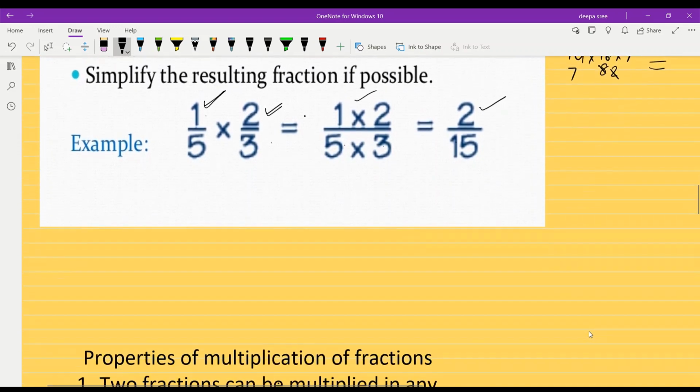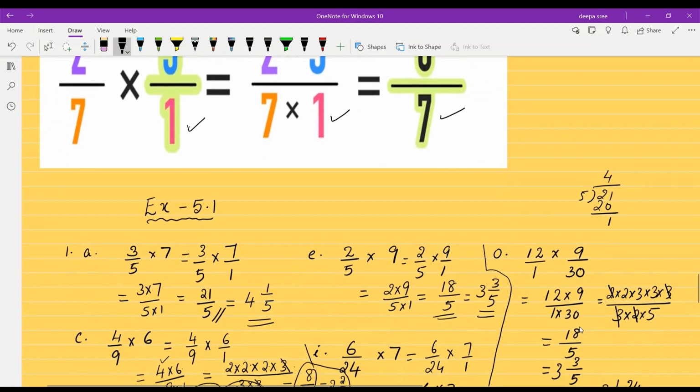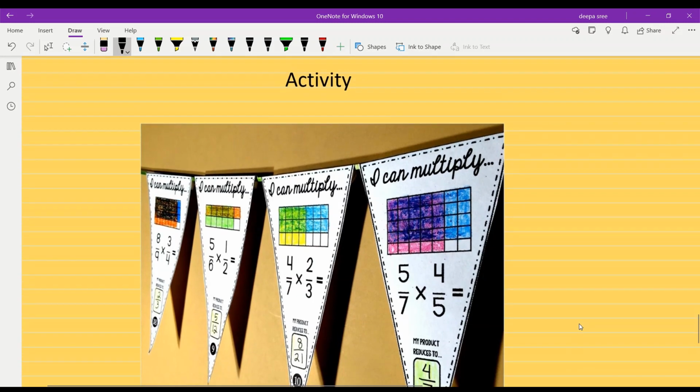So practice all the questions from the textbook. And you have an activity here. I have given one activity. Here first, by using figures, how to do multiplication, that you have to make from a chart paper. You have to cut any shape. Here a triangular shape is given, but you can use any other shapes, and you have to make some designs, your own designs. I have just given an idea here.